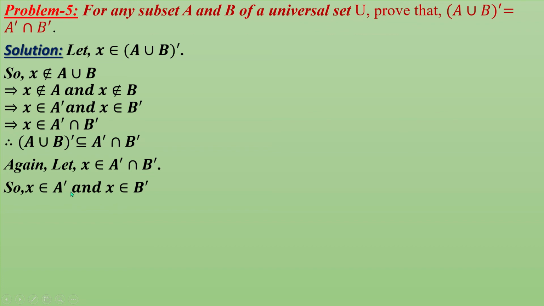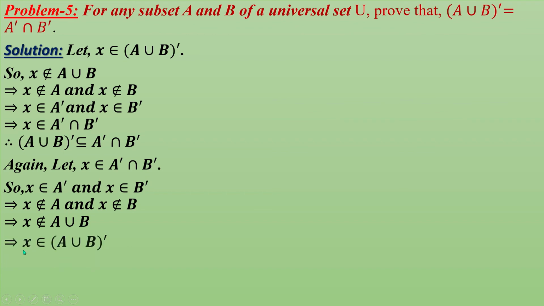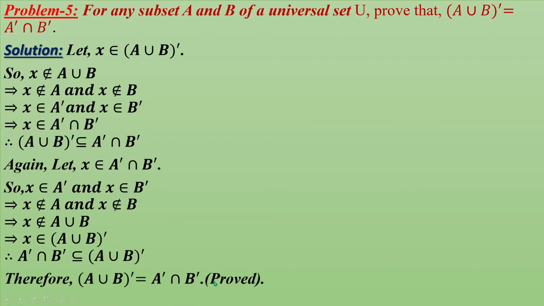This is a direct law. Here I used and, because X belongs to A complement intersection B complement, not does not belong to, here belongs to. So X in A complement, also X in B complement. But X does not belong to A and X does not belong to B. That means X does not belong to A union B, but X belongs to A union B complement. Therefore A complement intersection B complement is a subset of A union B complement. Therefore this equals this. Proof is complete.